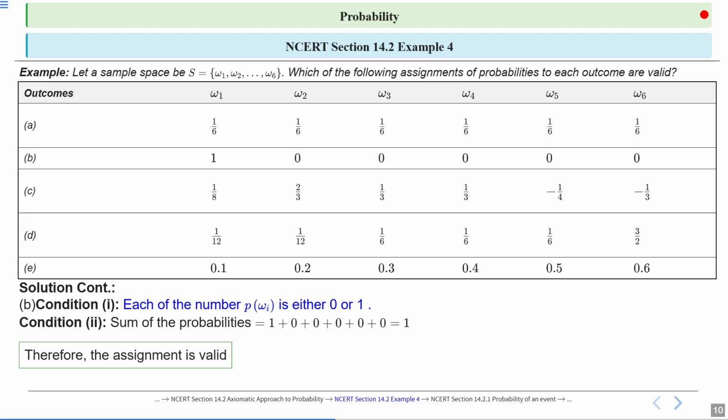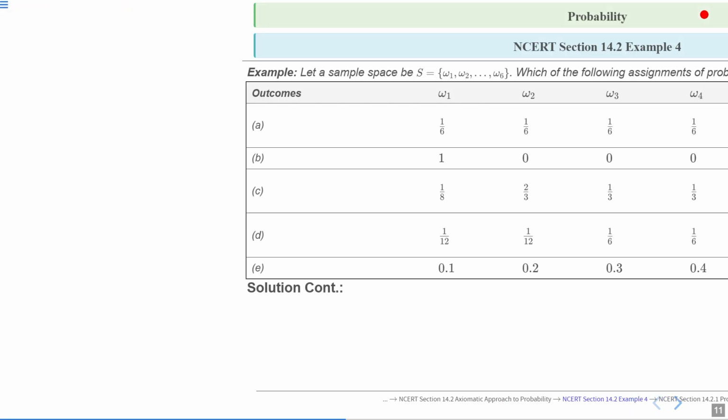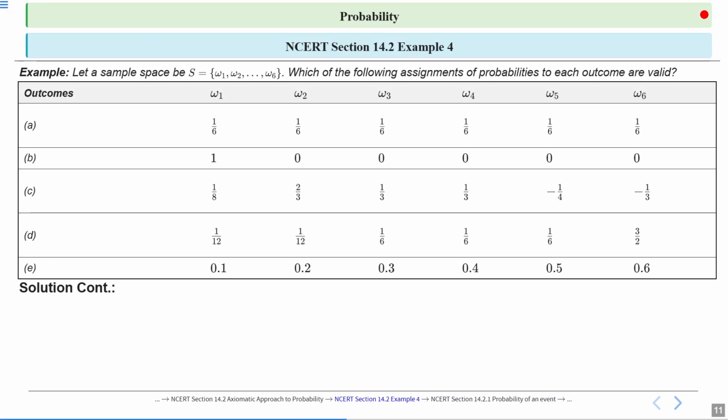Okay, so assignment A is valid and assignment B is also valid. Now we will check assignment C. So let's check assignment C. First of all, observe the assigned numbers.